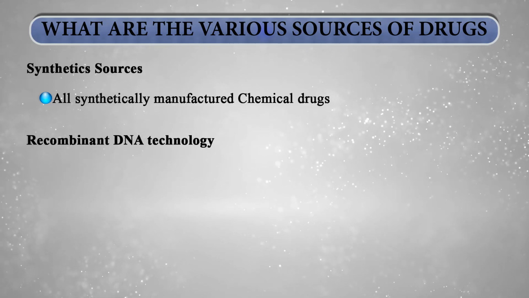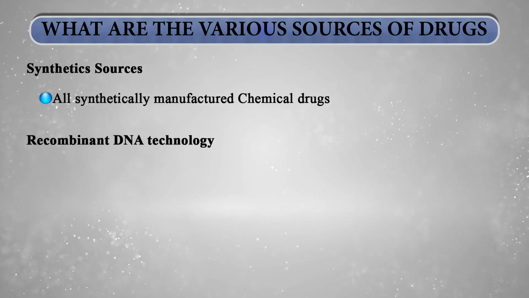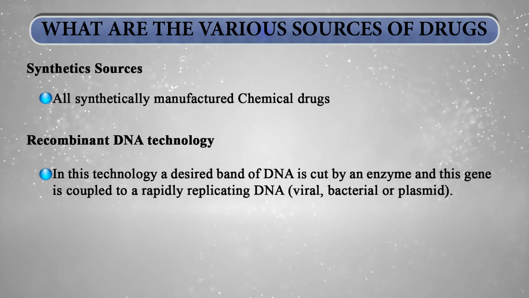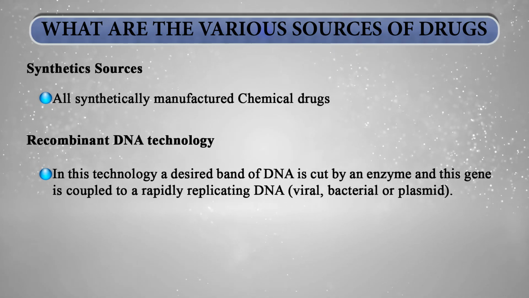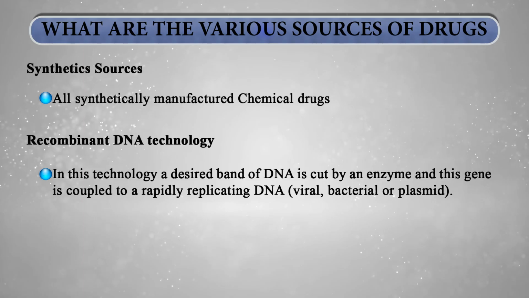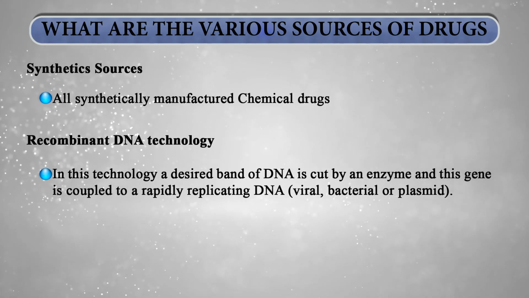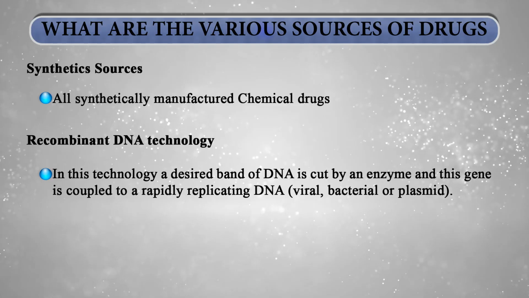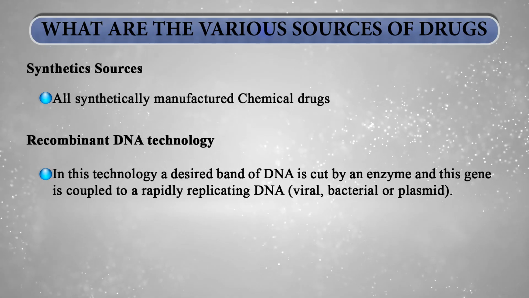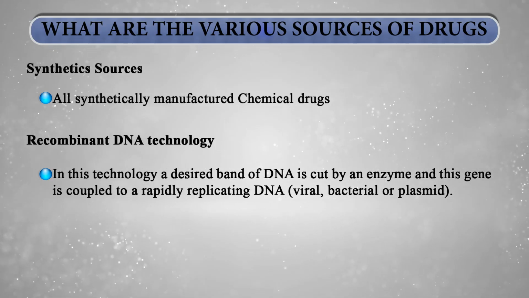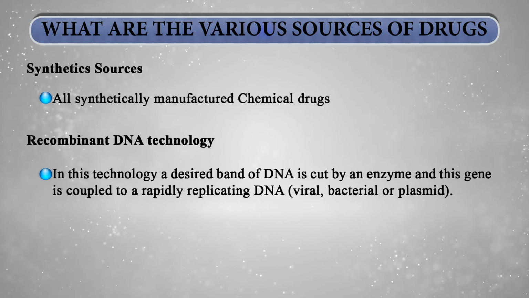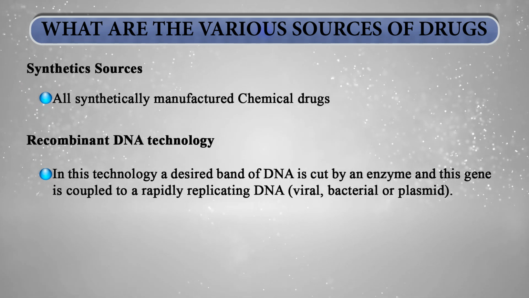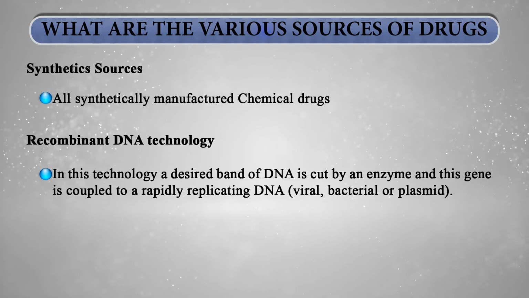In recombinant DNA technology, what happens is that a desired band of DNA is cut by an enzyme, and it is coupled with a replicating DNA of, say, a bacteria or a virus, which has a very fast rate of replication. So that desired band, which is able to fight a particular disease, is replicated many times with the help of a viral or a bacterial DNA.